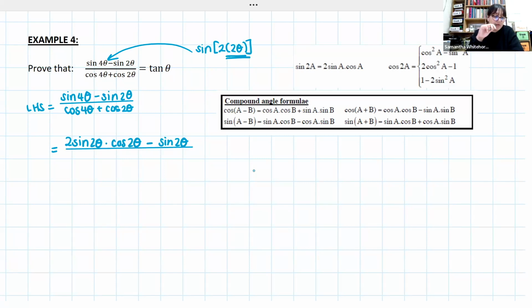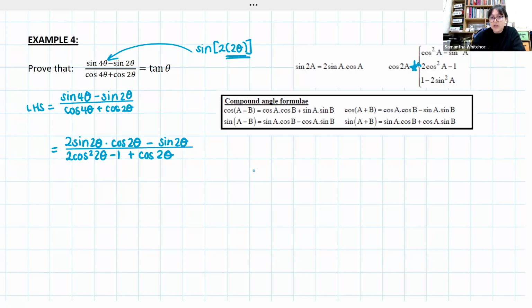Okay, cos 4 theta, like I said, I would need to make a choice in terms of what I want to do. But remember, in order to get tan, you would need to have only sines in your numerator and only cosines in your denominator. Because of that fact, I'm going to go for the double angle identity for cos that only deals with cos. So this cos 4 theta changes to 2 cos squared 2 theta minus 1. And then we've got the plus cos 2 theta.